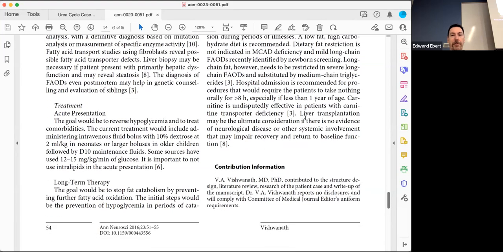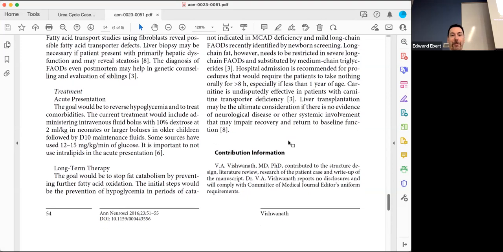Carnitine is very effective in this because of its effect on the carnitine transporter. And then of course liver transplant may be an ultimate consideration. Assuming there's no neurological disease or other systemic involvement, if you're just getting a fatty liver from this, then maybe we just need to replace the liver.